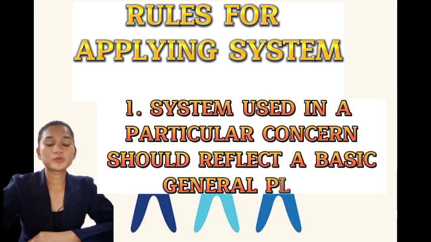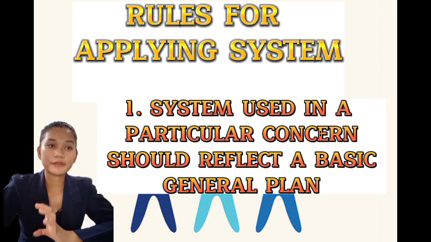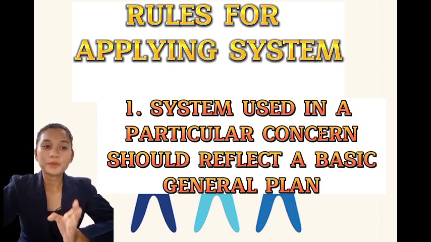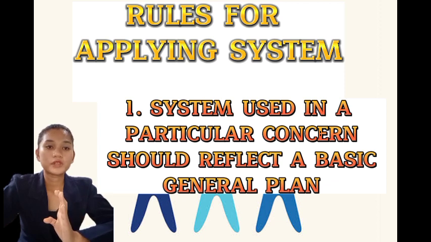So here is the first rule, which is the system used in a particular concern should reflect a basic general plan. If department heads are allowed to devise their own system irrespective of the needs of other departments and of the concern as a whole, such will inevitably result in duplication of effort, waste, and internal friction. In order to secure the fullest cooperation, a basic general plan should be devised through the joint effort of the heads of all departments and under the guidance of someone with sufficient authority, which is the manager or leader or something like that.